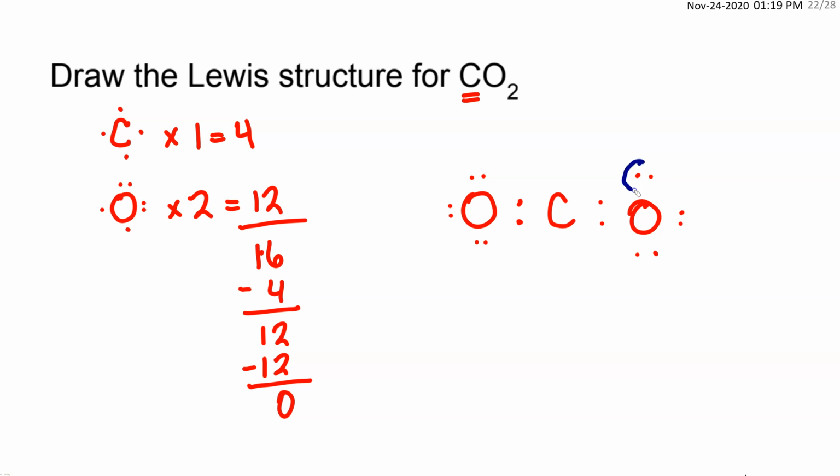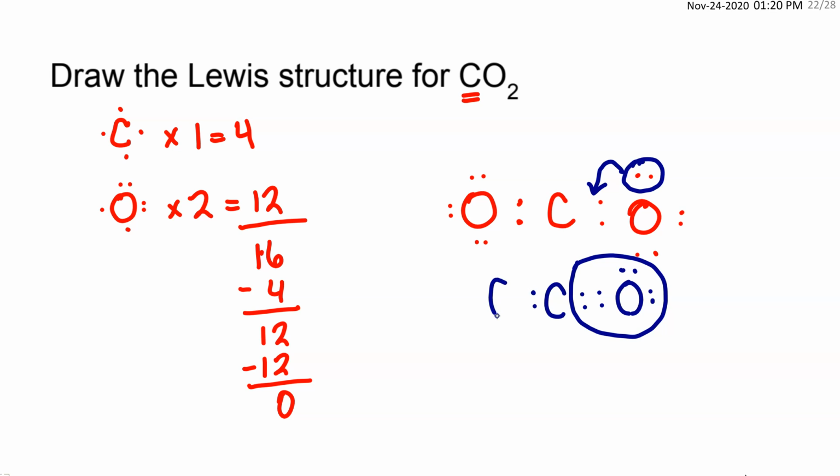What happens is one of the lone pairs from oxygen actually goes down here to form what is called a double bond, where we get carbon double bonded to oxygen. So that now oxygen still has 8 valence electrons, but now carbon has more. Now carbon has 6 valence electrons. But we want one more pair.